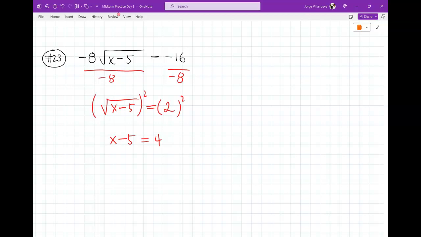Now just move the negative 5 over, right? Let's add 5 to the right side. So 4 plus 5 is 9. So there's my answer. Should I check this one? I don't have to because the term is linear, right? The x is not a squared term, it's a first term. So you don't have to check it. It'll work. And if you want to, go ahead. Plug in a 9 to the equation. 9 minus 5 is 4. Square root of 4 is 2. 2 times negative 8 is negative 16. It works. Okay? So when it's linear, it's fine.